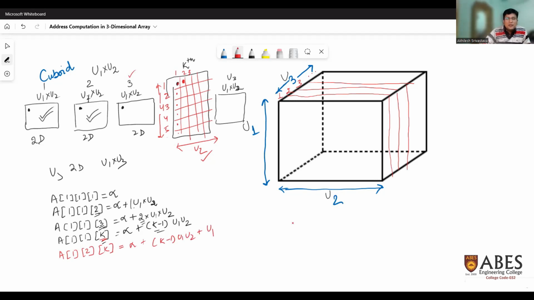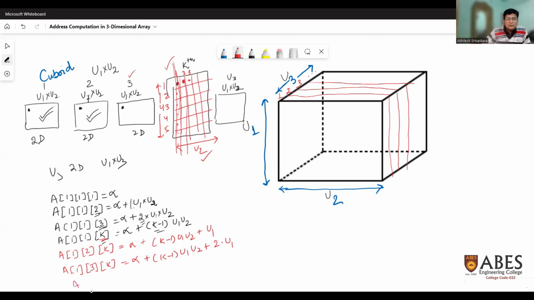k minus 1 u1 into u2 plus u1. Why plus u1? Because the total number of elements in the first row or first column is actually equal to u1. Similarly, if I'm going to the third column, it means I'm referring to the element a, 1, 3, k. This will be equal to alpha plus k minus 1 u1 cross u2 plus 2 into u1. Why 2 into u1? Because we must have stored the elements of the first column first, followed by storing the elements of the second column.